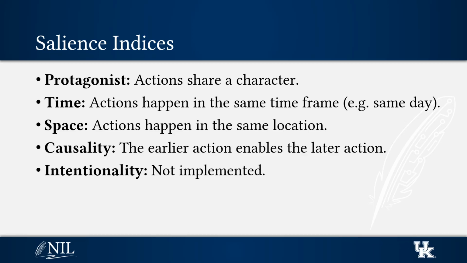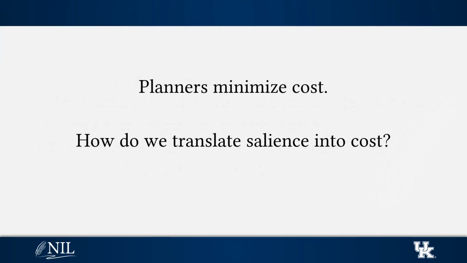This is because our planner builds partial stories from start to finish, and you usually can't tell if 2 actions were taken for the same reason until you can look at the whole story. Finding some way to implement the intentionality index is one of the clear directions for future work. While a planning algorithm is building a story, it's generally trying to minimize the cost of a plan. Typically, this means minimizing the number of actions so as to find the shortest plan, or maybe minimizing fuel use or distance traveled or something like that. So to use salience to speed up story generation, we have to translate this idea of actions being salient with one another into a cost function for the planner to minimize.